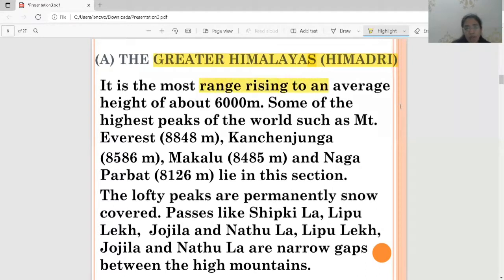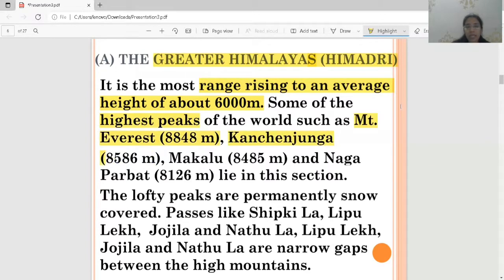This range is rising to an average height of 600 meters. And the highest mountain ranges, you know, Mount Everest, height is 8,848 meters. Underline, Mount Everest, 8,848 meters.